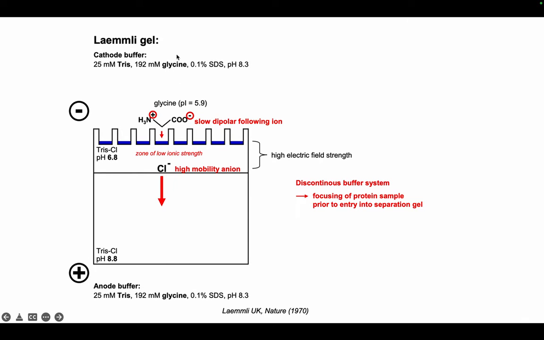Here, because we have glycine in the running buffer, glycine will have both positive and negative charge in the stacking gel, because the stacking gel's pH is 6.8, which is close to the pI of glycine. So glycine has both positive and negative charge, or rather, most of it will have a dipolar nature, and so it will move slowly through this region, whereas the chloride will move fast.